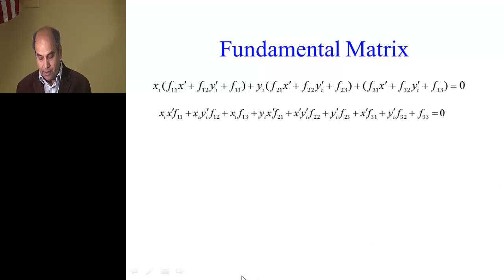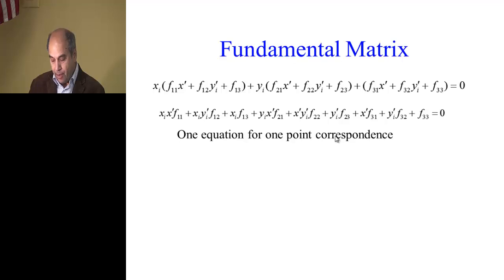So this is the equation in which we have F1 to F9, or F11, F12, F13, up to F33. There are nine elements, and these are the image coordinates in left and image coordinates in right, x and y and x prime, y prime. So one equation for one point.